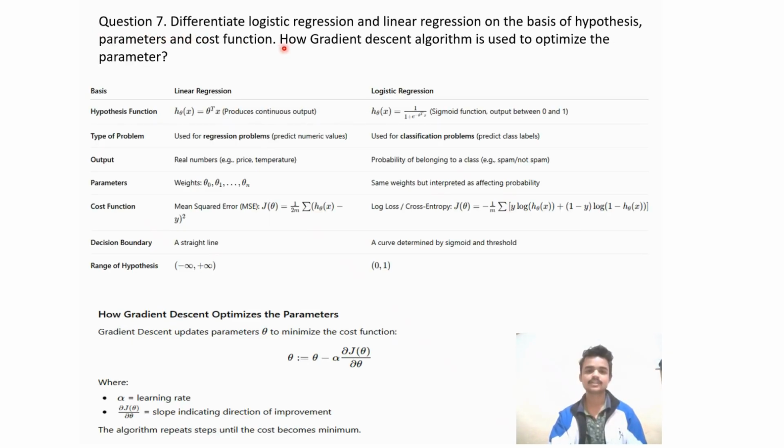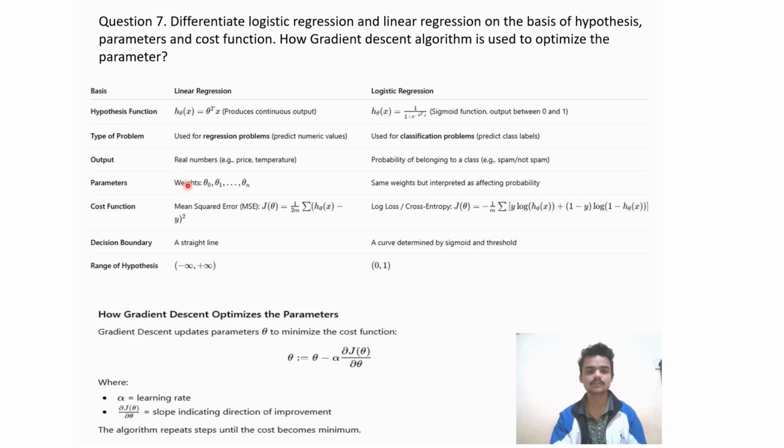Question number 7. Differentiate logistic regression and linear regression on the basis of hypothesis, parameter and cost function. Now the gradient descent algorithm is used to optimize the parameters. Linear regression: hypothesis function h of theta of x is equal to theta transpose x. Logistic regression: h of theta of x is equal to 1 upon 1 plus e to the power minus theta transpose x, the sigmoid function. Types of problem: linear regression is used for regression problems, and logistic regression is used for classification problems.